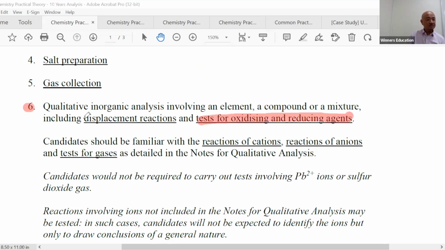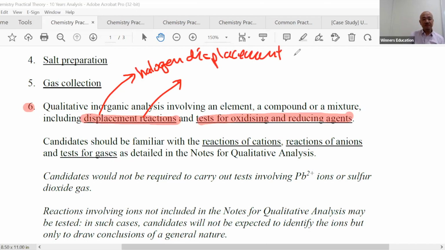And also displacement reactions. What kind of displacement reactions? There are 2 types of displacement reaction, I suppose. One is called your halogen displacement reaction. I want to know what they want to test me. Halogen displacement reaction. Second, metals displacement reaction.